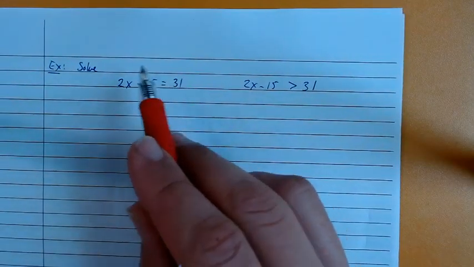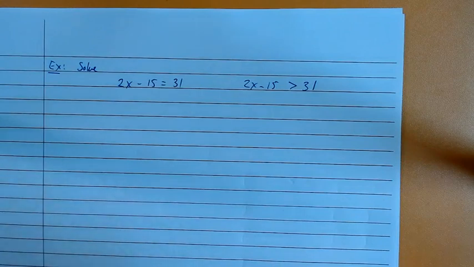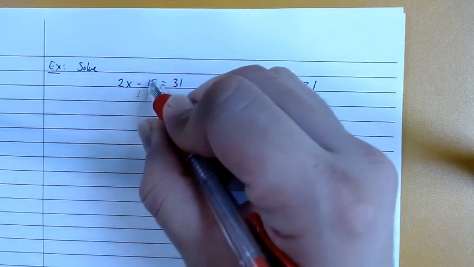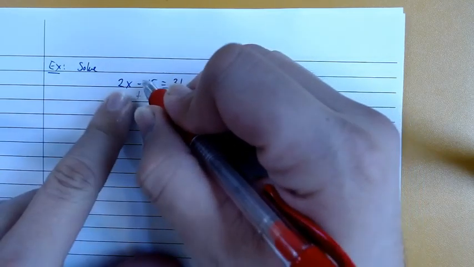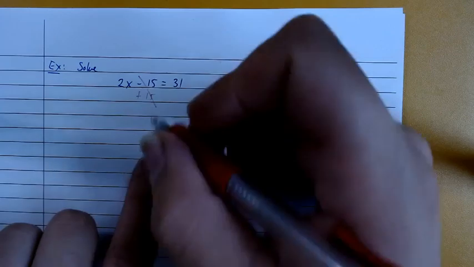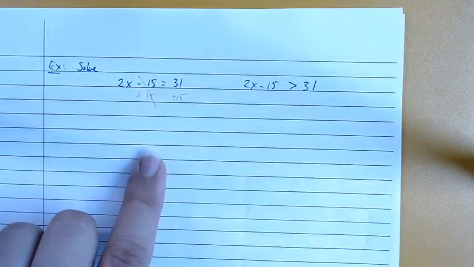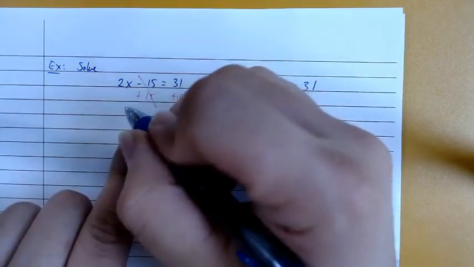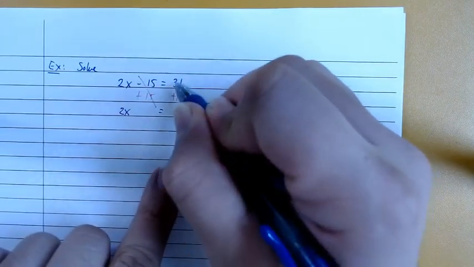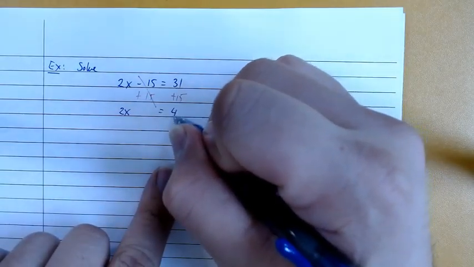Think about an equation. What would be the first thing you do here? You would add 15. You would add 15 to get rid of this minus 15 because you're trying to get the x by itself. Well, yeah, but with an equation, whatever you do on one side, you're going to do on the other side. So let me add 15 over here as well. So that's going to give me a 2x. That's gone. And now 15 plus 31 is 46.